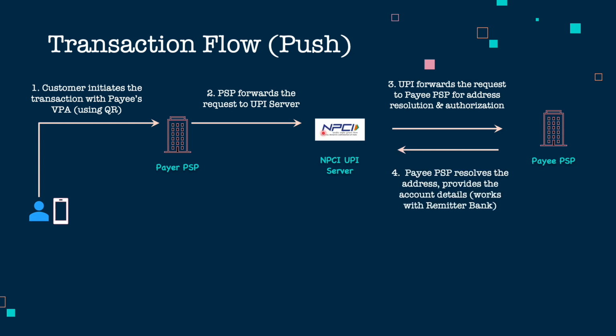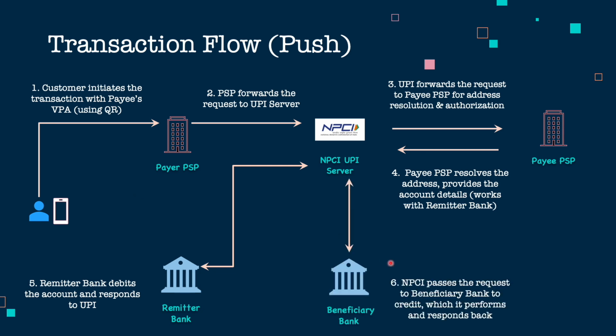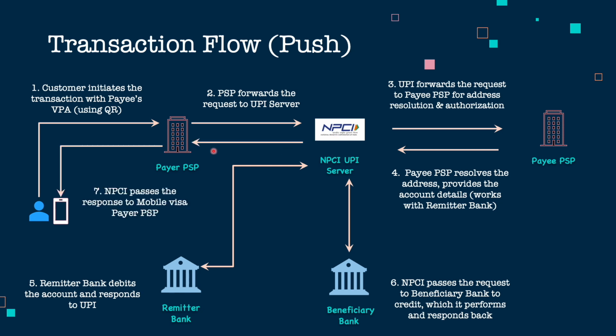Then the NPCI server checks with the remitter bank to debit the funds from the payer's account. So NPCI works first with the remitter bank, and once the money is debited, it sends a credit request to the beneficiary bank. The beneficiary bank credits the payee's account and then responds to the NPCI UPI server. Then the NPCI UPI server responds with the status of the transaction through the payer PSP to the customer. So this is a typical transaction flow of a push transaction.